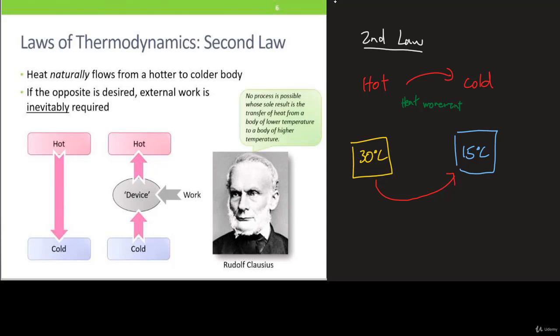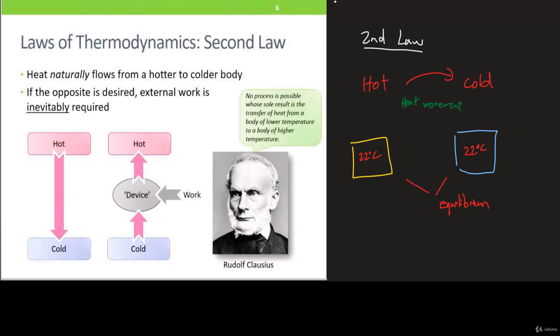And it will happen naturally. You don't have to do anything. It will just happen until both of them reach equilibrium. Maybe after some time, the hotter one becomes 22 degrees Celsius, and the colder body also gets heated up and becomes 22 degrees Celsius. That is when you reach thermal equilibrium. At this point of time, there will be no more heat transfer and everything will have the same temperature.